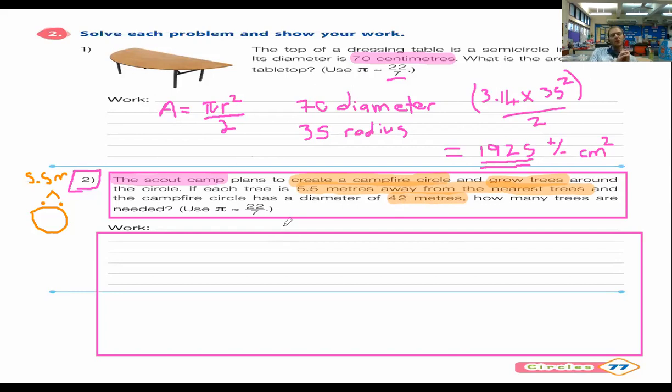So what do we need to do? Do we need to calculate the area or the perimeter of the circle? Perimeter. The perimeter. So can someone try and do that for me at the bottom there?